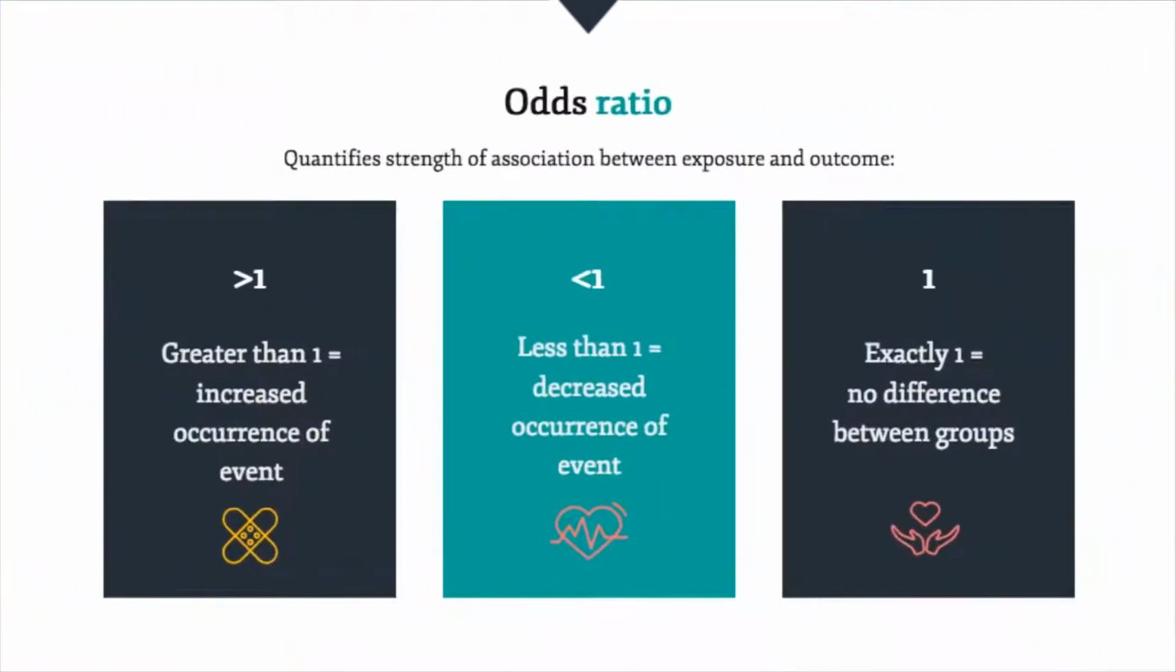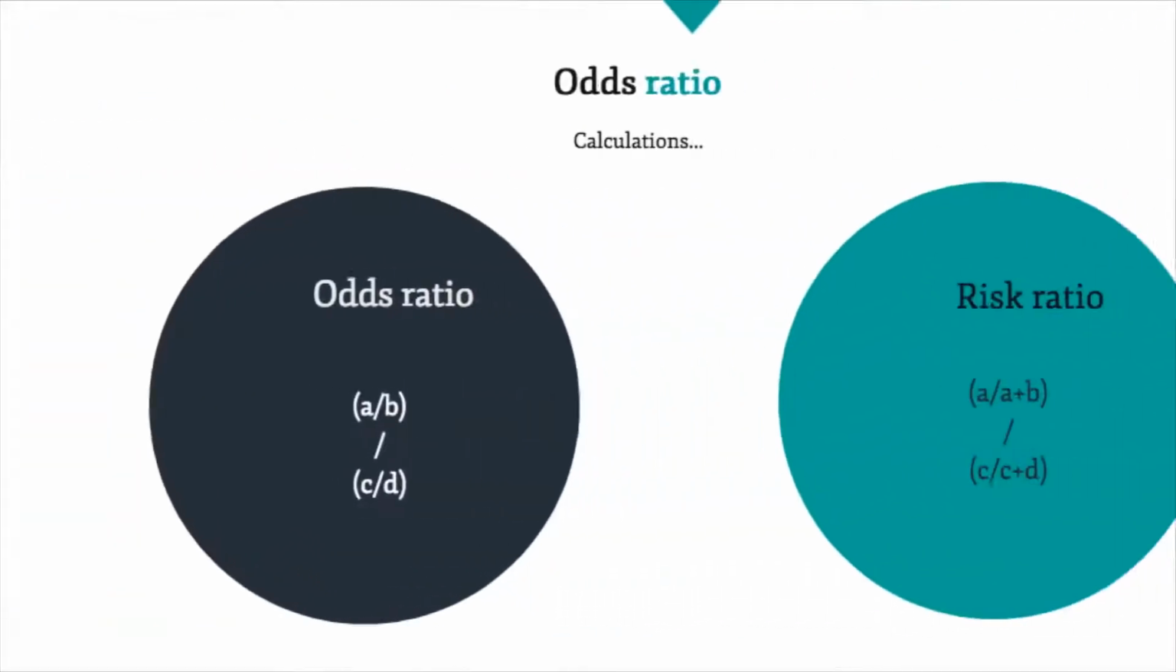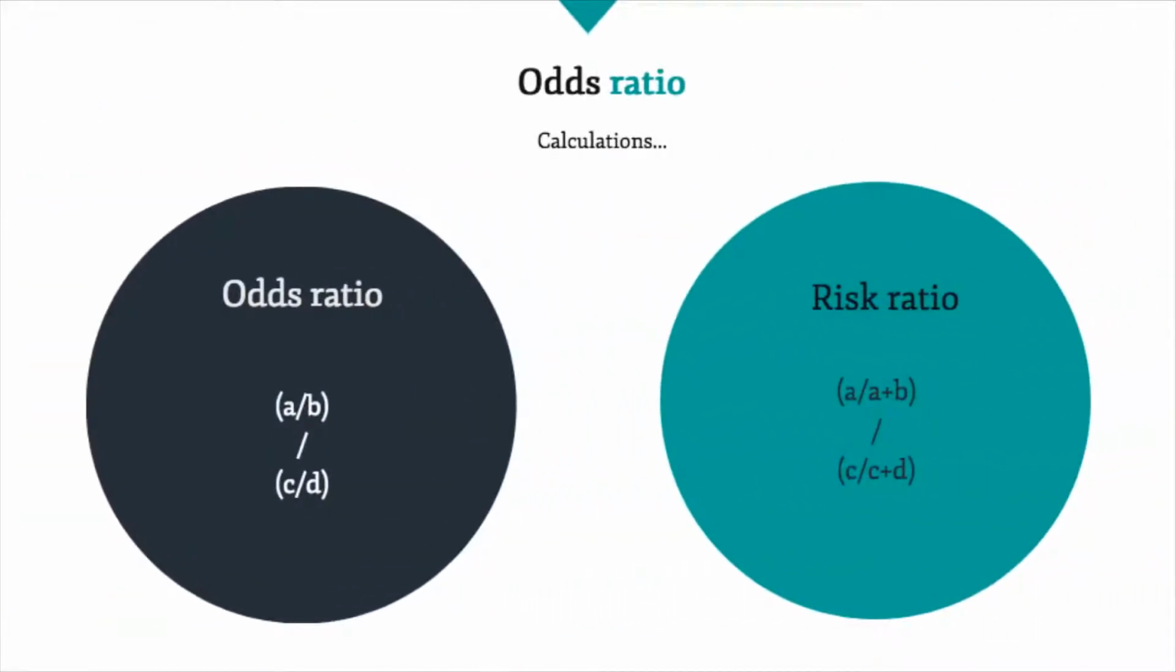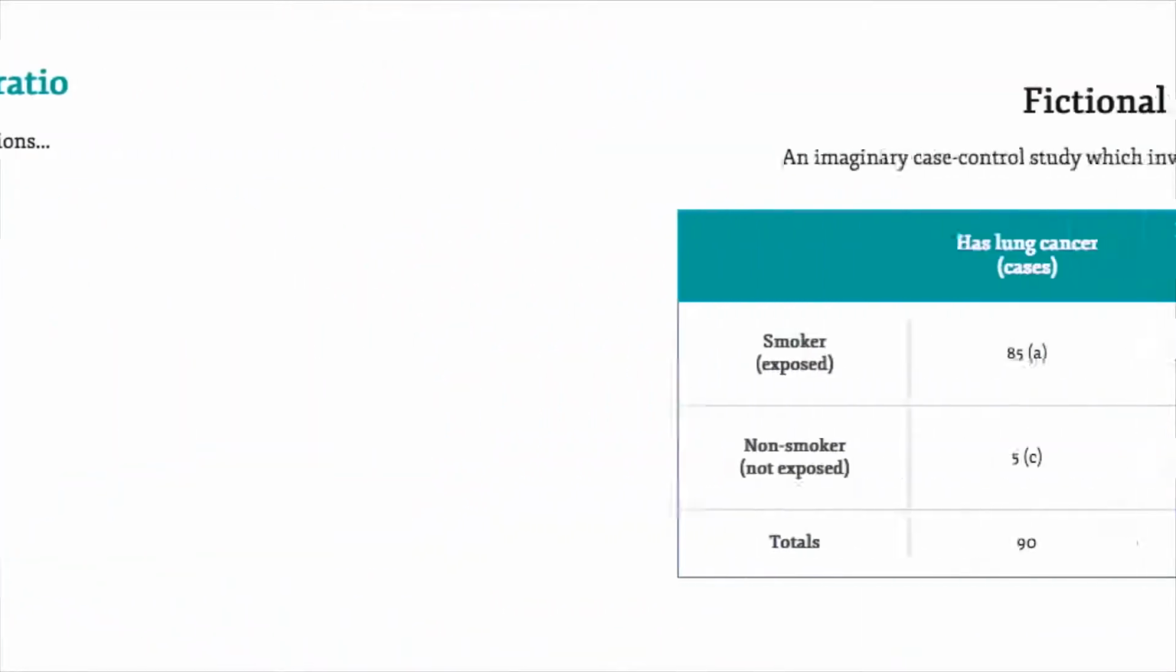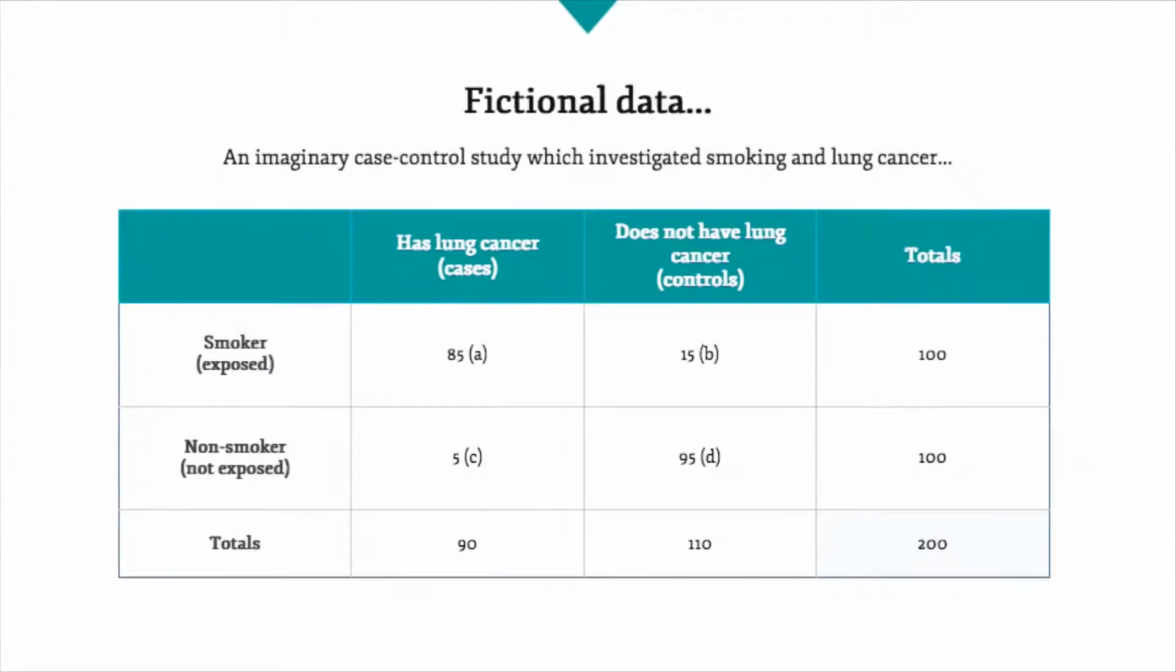In case control studies, the odds ratio is a common measure of effect in quantifying the association between an exposure and a disease. So let's look at this. Calculating an odds ratio is quite similar to calculating the risk ratio that we looked at in the cohort studies module. We'll use the same fictional data that we used then, about the relationship between smoking and lung cancer, as an example.